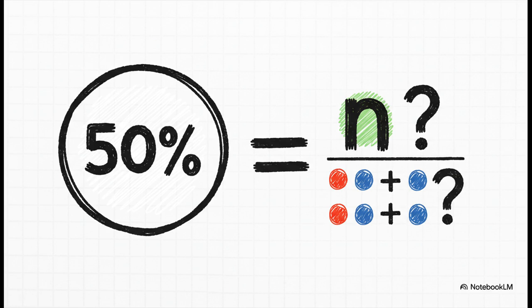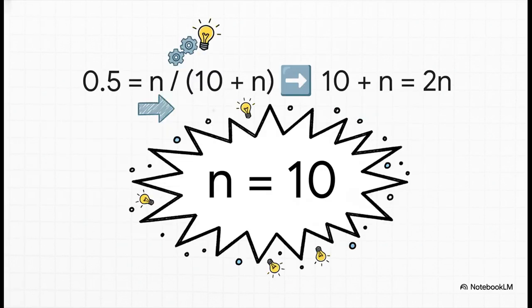We know the probability of landing on green is 50%, or 0.5, and we know that probability is equal to n divided by the total number of spins, which is the 4 reds plus the 6 blues plus our mystery n. And from there, believe it or not, it's just a bit of algebra to solve for n. We rewrite 50% as 0.5. Multiply both sides by that denominator 10 + n, which gives us 10 + n = 2n. Subtract n from both sides and there's your answer, n = 10. The spinner must have landed on green exactly 10 times.